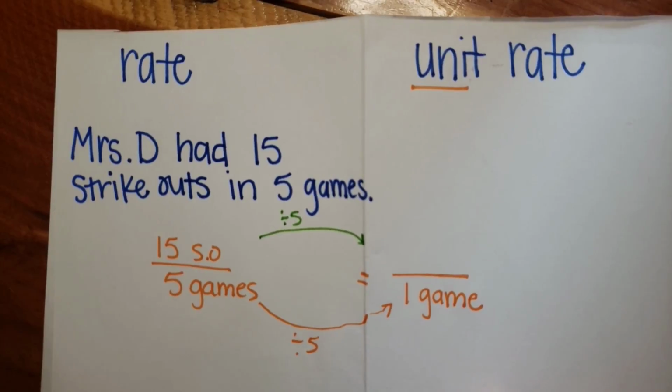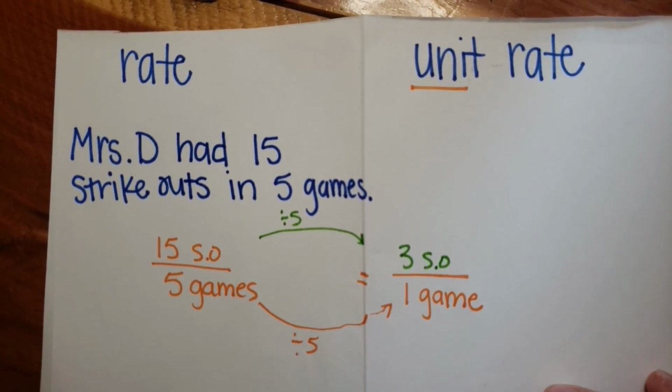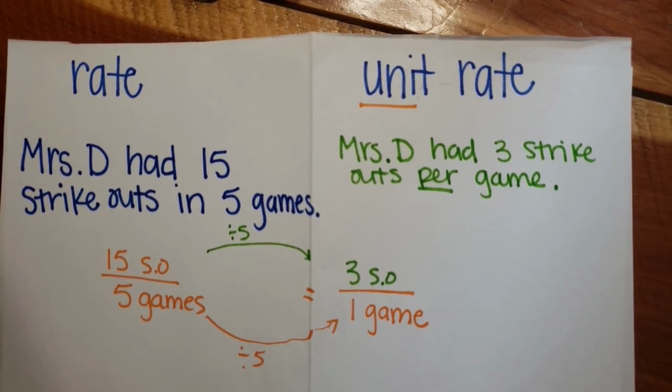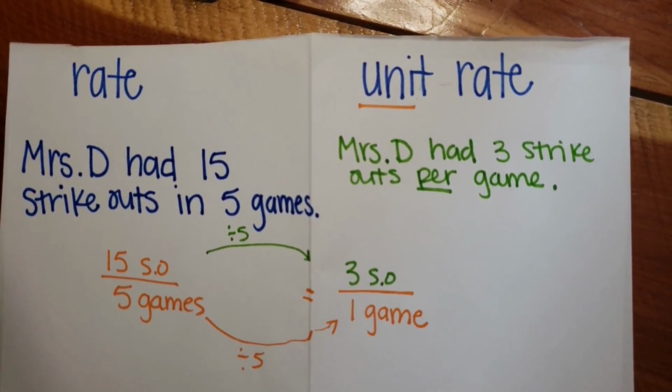15 strikeouts divided by 5 gets me 3 strikeouts. Miss D had 3 strikeouts per game. Per means each game or 1 game.